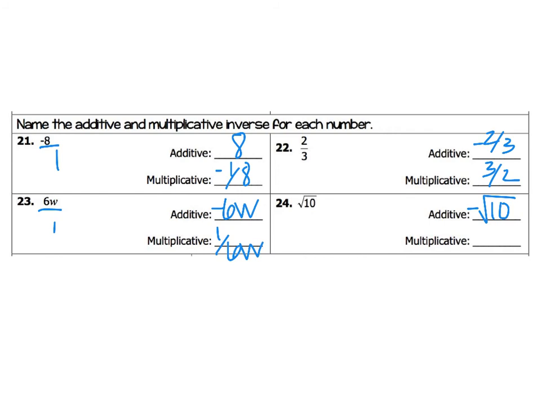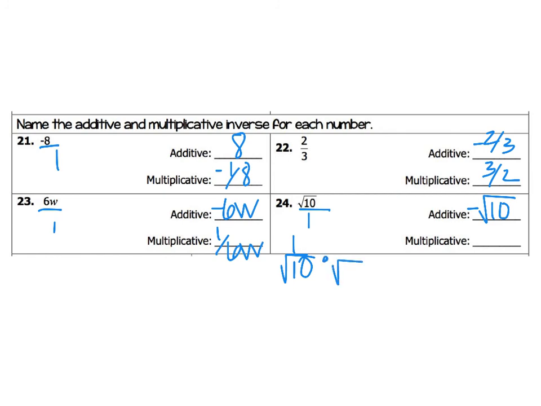And here's the tricky part for the multiplicative inverse. Right now, this is the square root of 10 over 1. If we switch it, we get 1 over the square root of 10. However, we can never have radicals or square roots in the denominator. So what we have to do is multiply the top and the bottom by the denominator in order to what we call rationalize the denominator. We got to get rid of the radical in the denominator on the bottom.